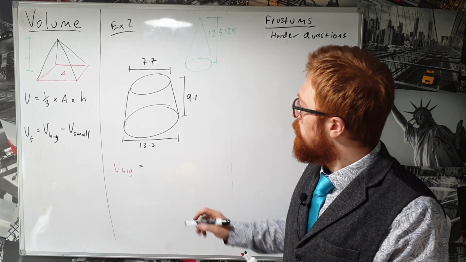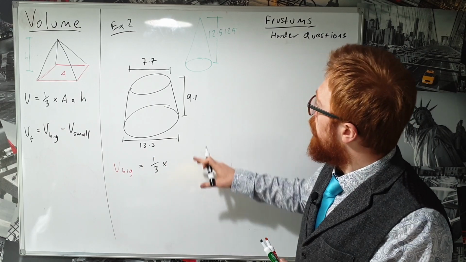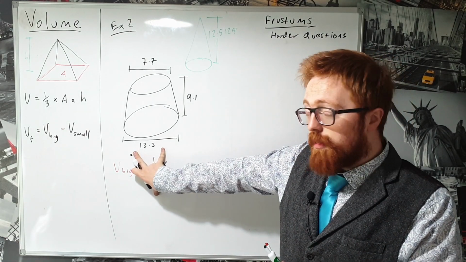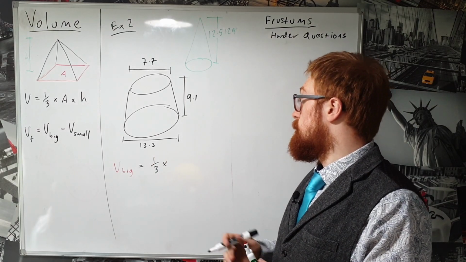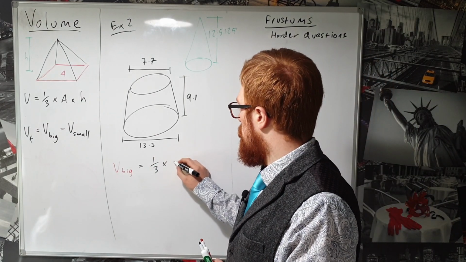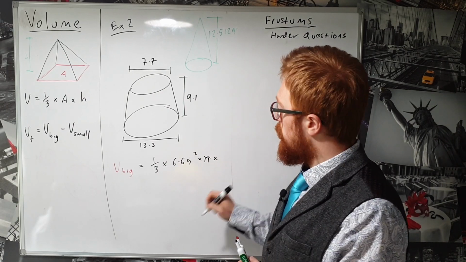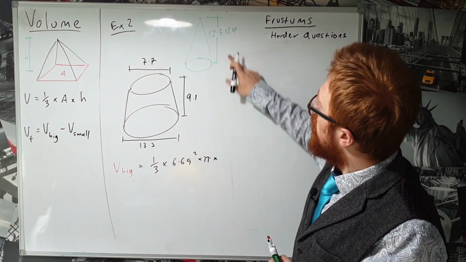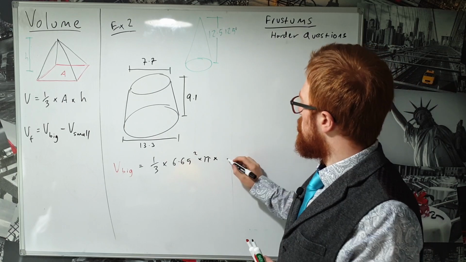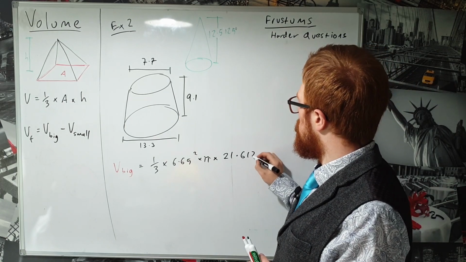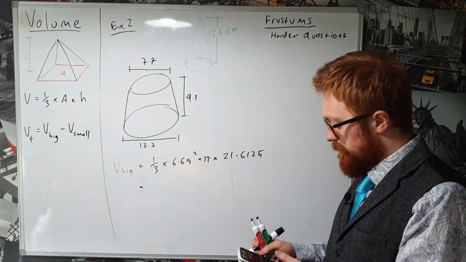So the volume of the big cone is 1/3 times by pi r squared. Now again, the radius isn't 13.3, that's the diameter. So we need to half that and we get 6.65. 6.65 squared times pi times by the height of the big cone, which is 12.5125 plus 9.1, which gives me 21.6125.